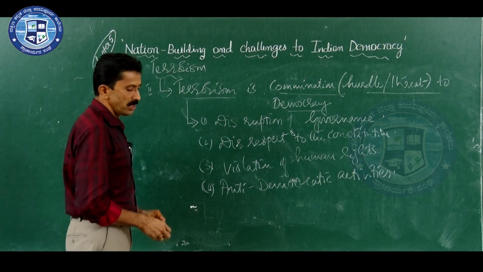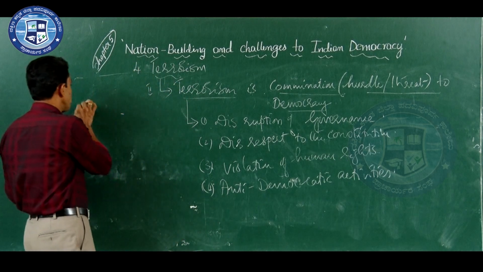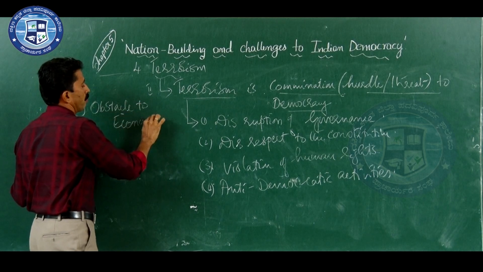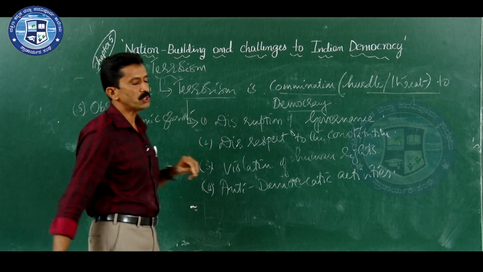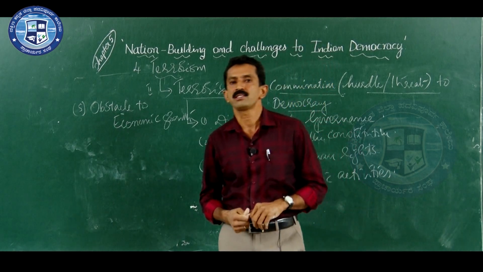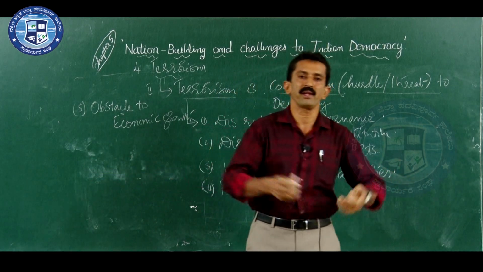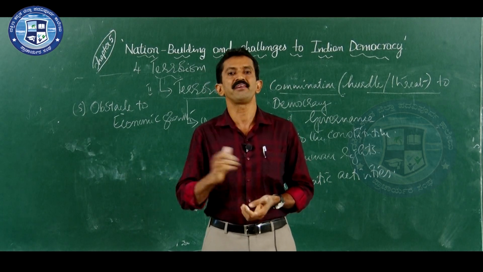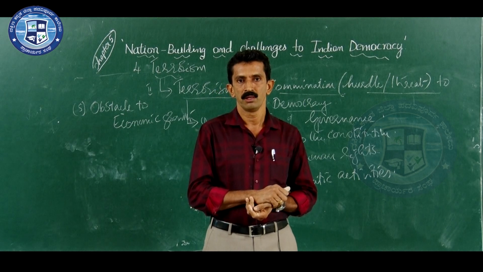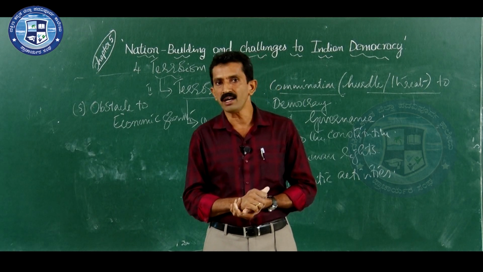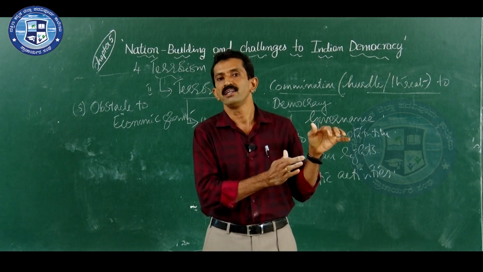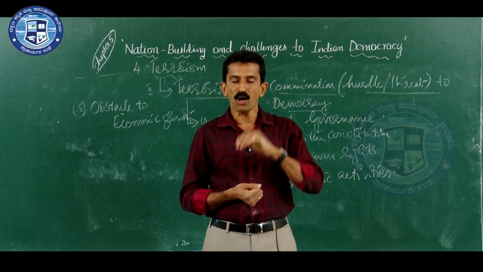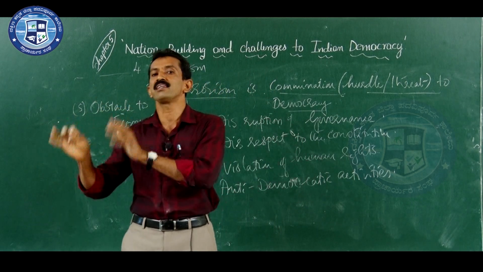Then the fifth one is obstacle to economic growth. Today, because of terrorism or the terrorist problem, a huge amount of money has been spent on the modernization of arms and ammunition, modernization of the military, modernization of our police force. Today, in the budget at the national level, we can see a lion's share is reserved only for defense purposes, only for security. Because of that reason, the social welfare sector is almost neglected.